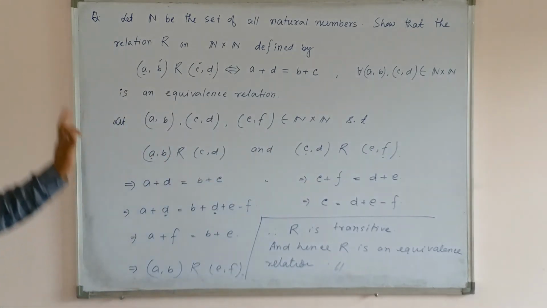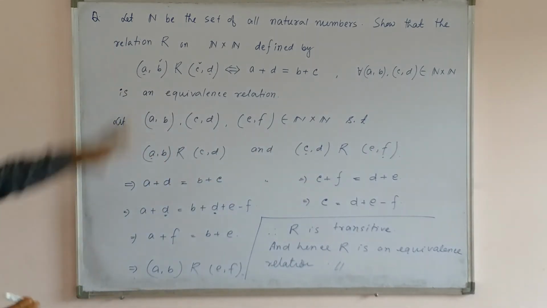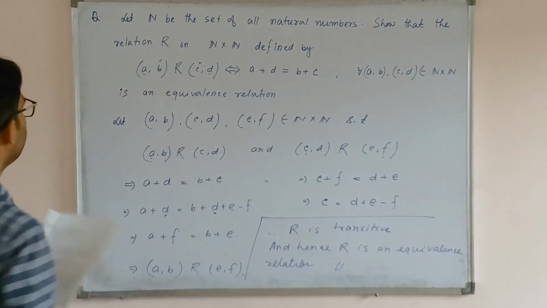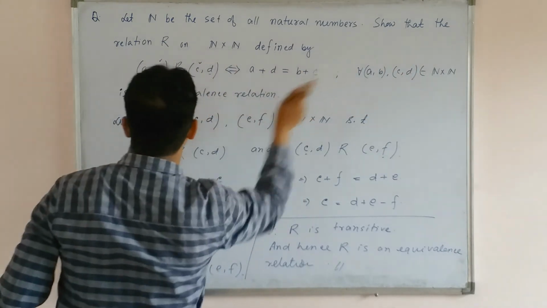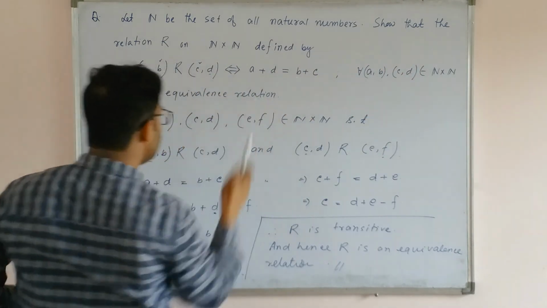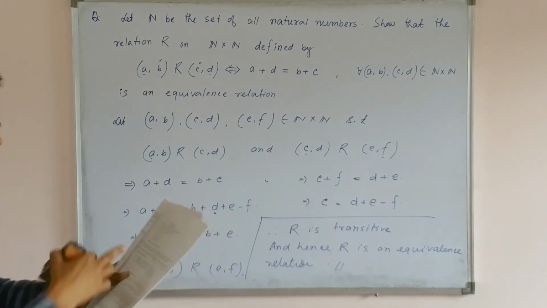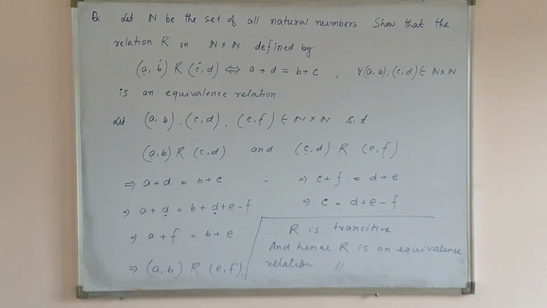Okay, so you have another question of this type. Another question, also similar. Let N be the set of all rational numbers. Show that the relation R in N cross N defined by (a, b) R (c, d) if and only if ad = bc. Just change this one.